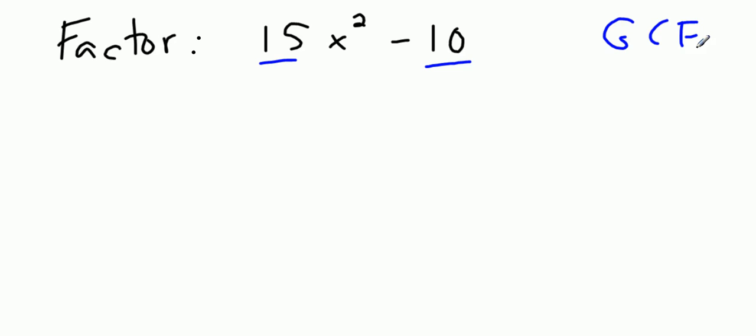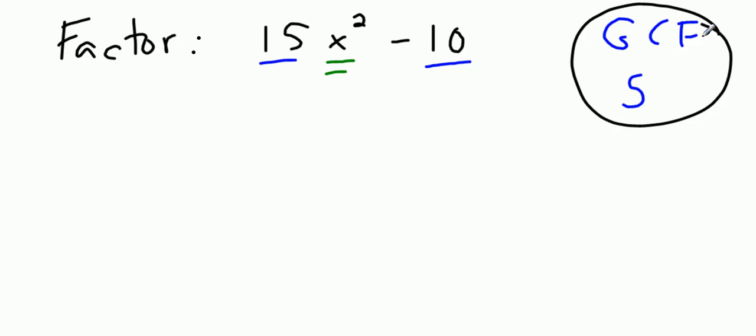It's probably best to have a strategy, and I think it's a good idea to always start looking at the coefficients, right? The numbers in front of all the variables. When you look at 15 and 10, those are both multiples of 5, so 5 needs to be part of the GCF. Now the other thing to consider is if they have any variable factors in common, and even though the first term here has an x squared, the second term doesn't have any x's. So it turns out that the GCF for this entire polynomial is just 5.